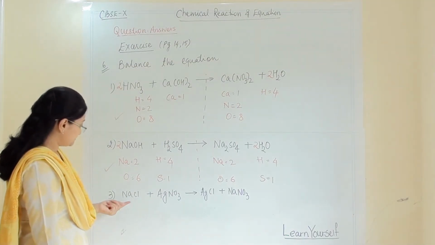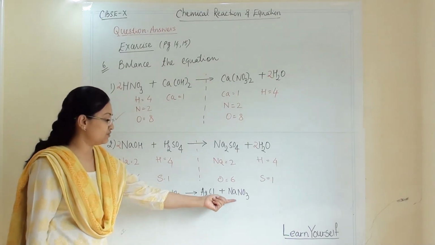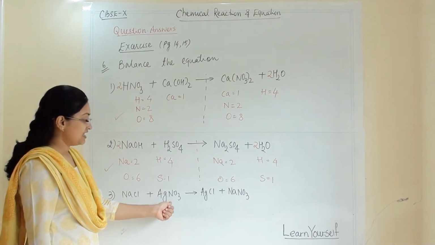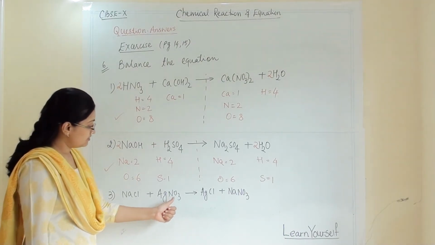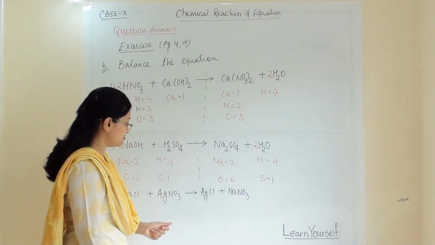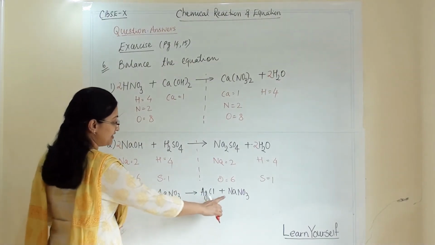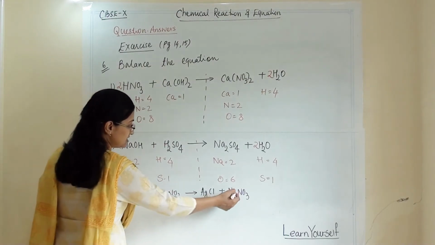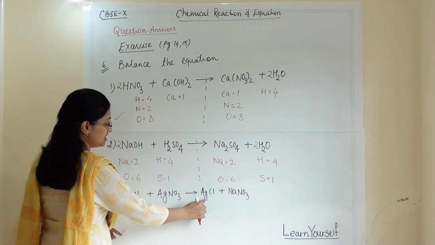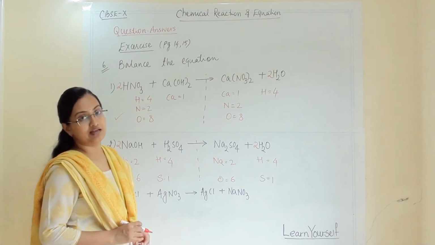Now third one. NaCl, AgNO3 will give us AgCl, NaNO3. What are their names? Sodium chloride will react with silver nitrate and will give us silver chloride and sodium nitrate. If you will see, then this equation is already balanced. This is NO3, this is NO3, Na, Cl, Cl, Ag, Ag. All are 1, 1 and this equation is already balanced.